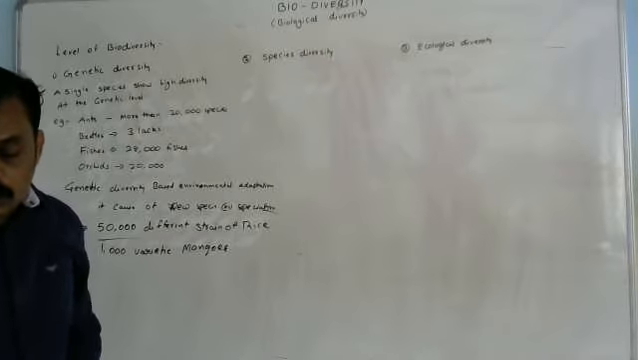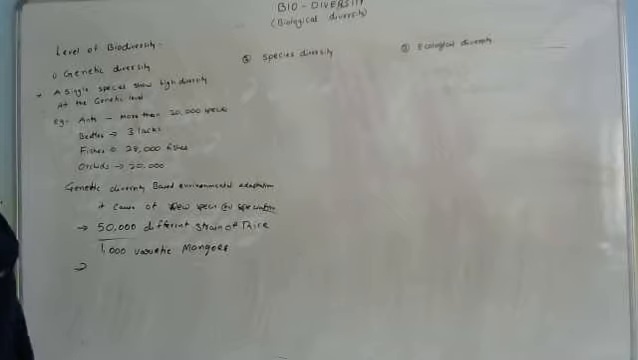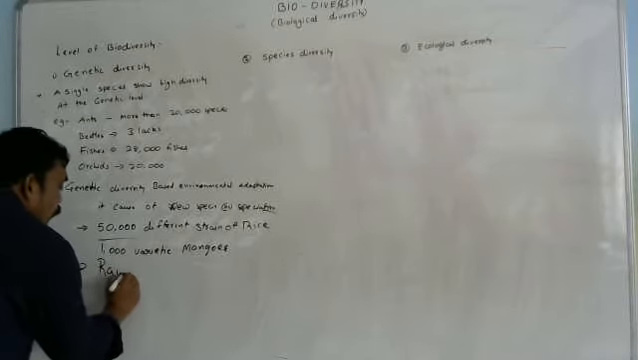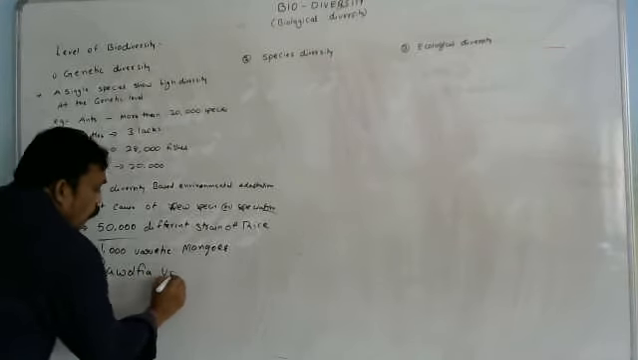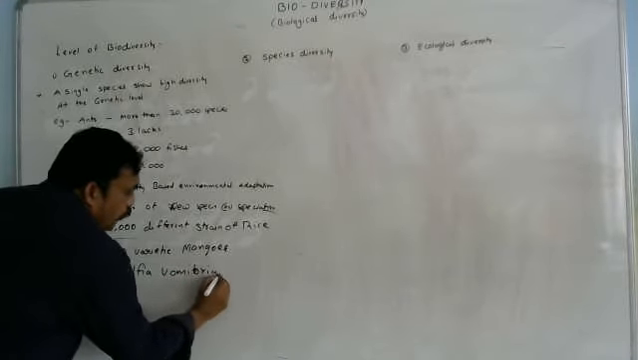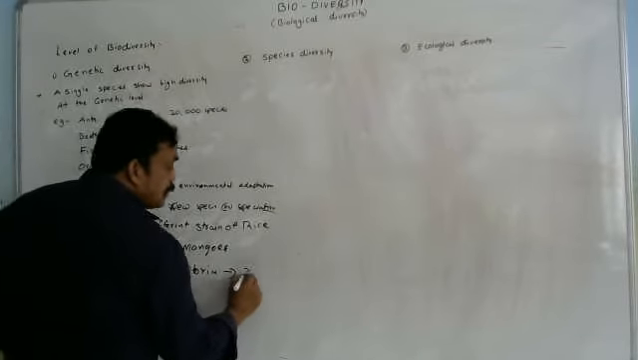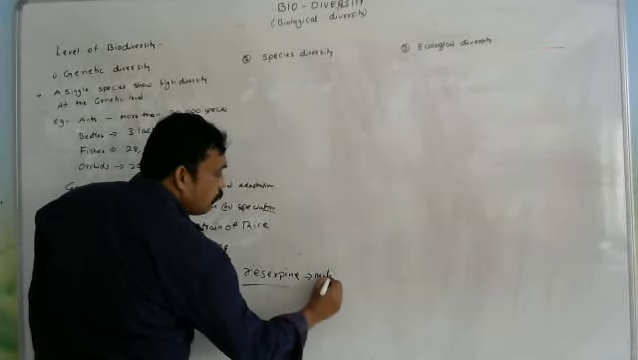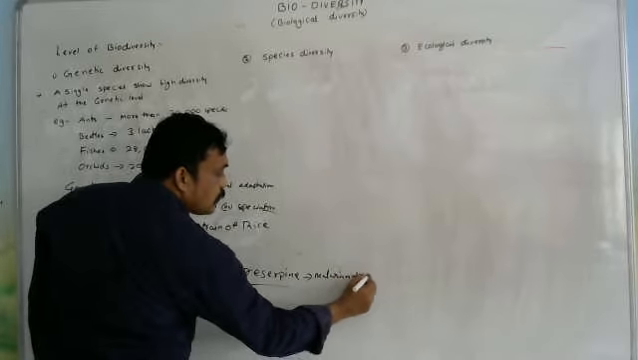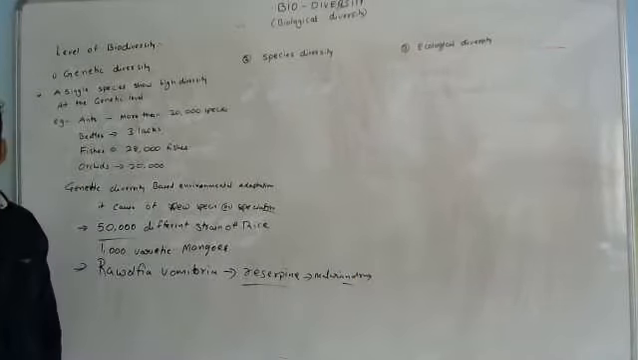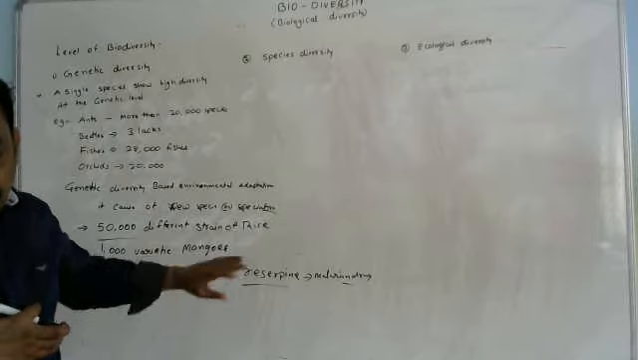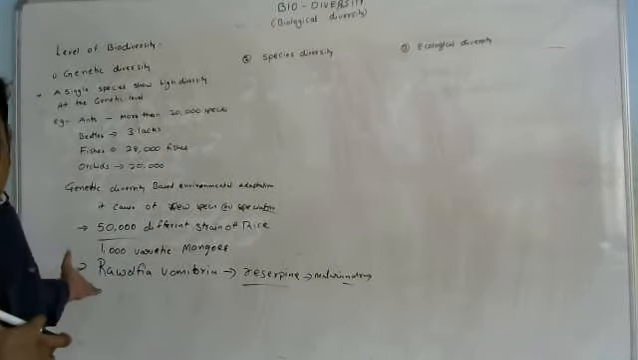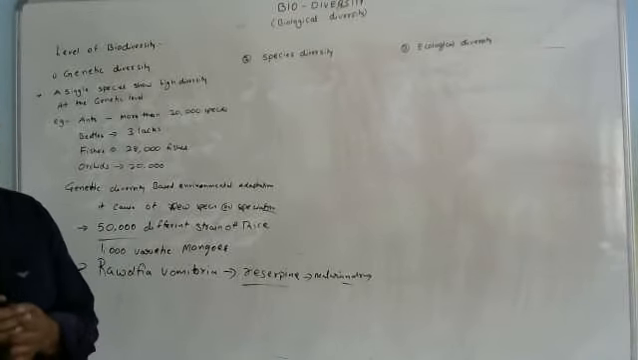Genetic variation is also shown by the medicinal plant Rauwolfia serpentina. It is the source of reserpine. What is reserpine? Reserpine is a drug, used for high blood pressure. Actually, this plant is available especially in the Himalayan regions. The name of that plant is Rauwolfia serpentina.